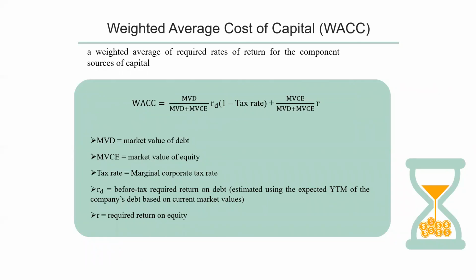In short, WACC is a weighted average of required rates of return for the component sources of capital. MVD stands for market value of debt, while MVCE stands for market value of equity. The tax rate used here is the marginal corporate tax rate. RD refers to the before-tax required return on debt, which is estimated using the expected yield to maturity of the company's debt based on current market values. Lastly, R refers to the required return on equity.